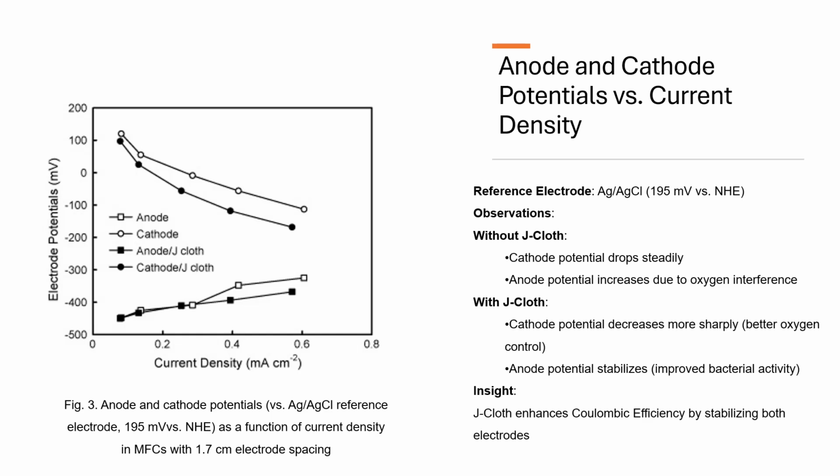With J-cloth, the anode potential starts at around -470 mV and stabilizes near -400 mV at 0.6 mA per square centimeter. These trends show that J-cloth stabilizes both the anode and cathode, reducing oxygen interference and enhancing Coulombic efficiency.